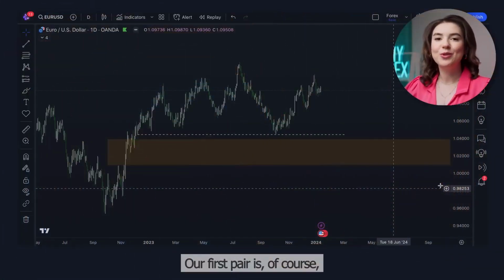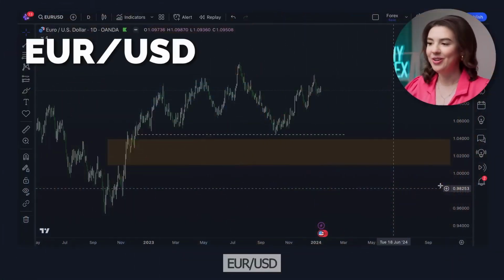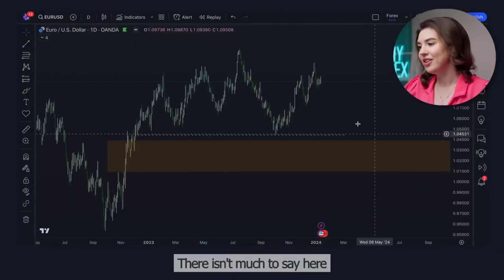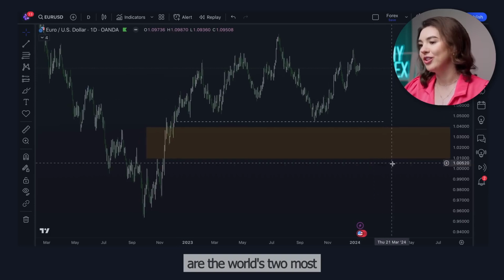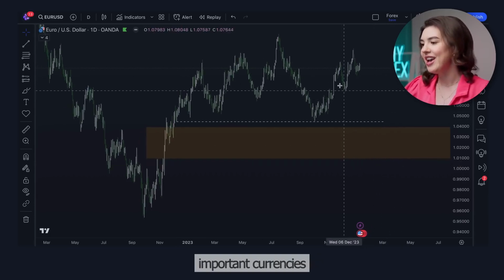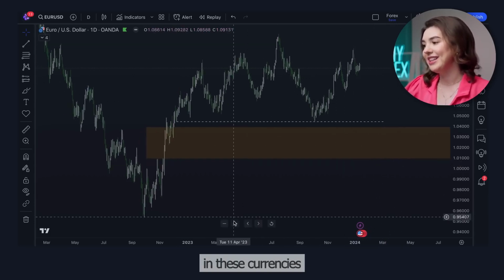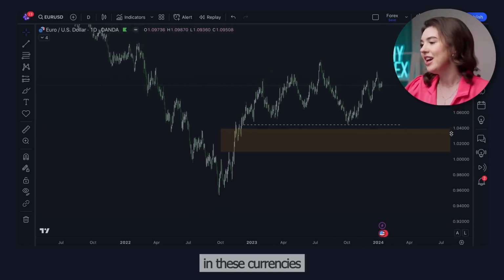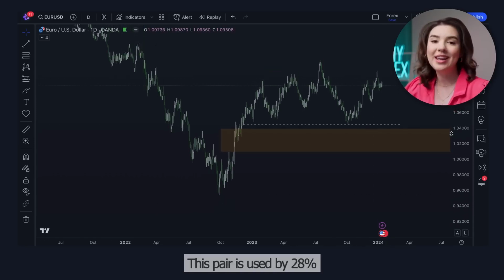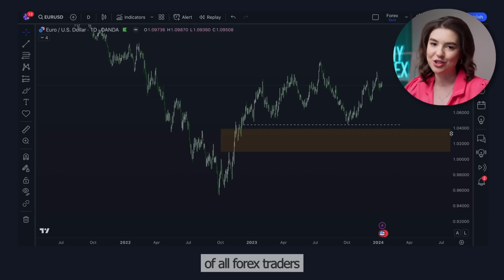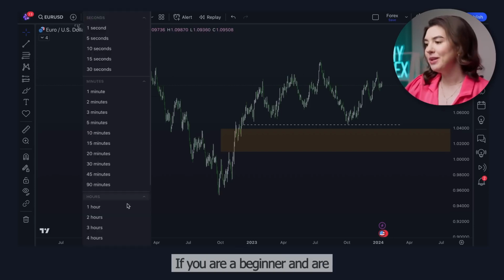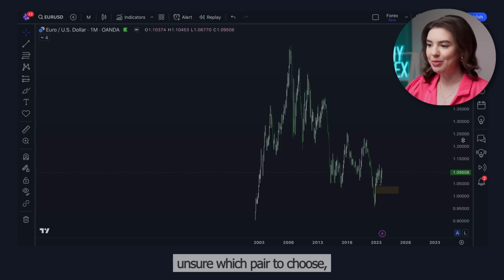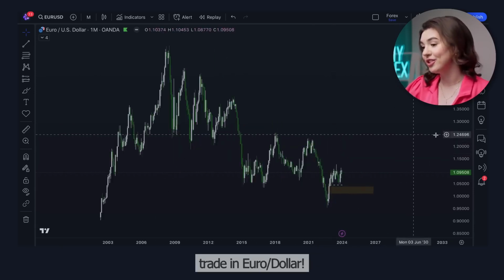Our first pair is, of course, Euro-US dollar. There isn't much to say here. The euro and the US dollar are the world's 2 most important currencies. The majority of people invest in these currencies and the majority of money circulates in these currencies. This pair is used by 28% of all Forex traders. If you are a beginner and are unsure which pair to choose, trade in euro-dollar.